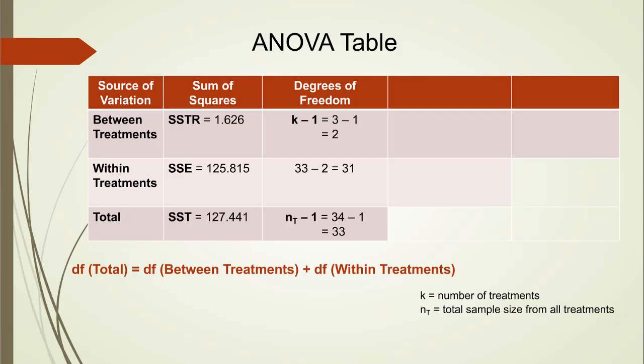To find the degrees of freedom for within treatments, we can use the difference between the degrees of freedom for between treatments and the degrees of freedom for total. That is 33 minus 2, so 31. This kind of equality relationship for degrees of freedom is the same as the equality relationship for sum of squares, because SST is SSTR plus SSE.